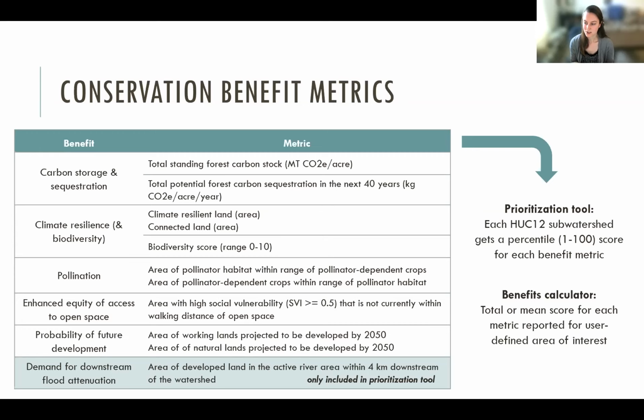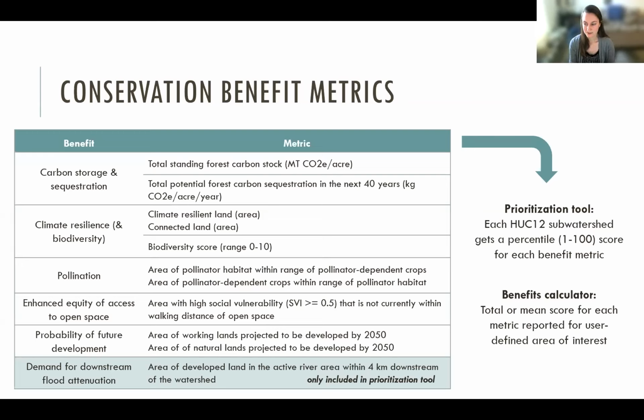I want to especially draw attention to the last 2 rows here. So the second to last row is the probability of future development. This is not a benefit in itself, but it makes conservation to preserve the other benefits more important if it's on land that has a high probability of being developed in the future, since development loses many of these benefits. And then the final one is the demand for downstream flood attenuation. We've heard lots of interest throughout the Natural Working Lands process about the need for more flooding information, which is challenging to do at the state level.